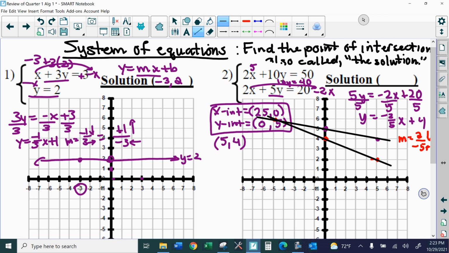So remember, the arrows at the end of the line show it's a line that goes on forever. Otherwise it's called a segment if you don't have those arrows there. It didn't say graph segments, it said graph lines. So when you have arrows at the ends, I already told you you lose a point.